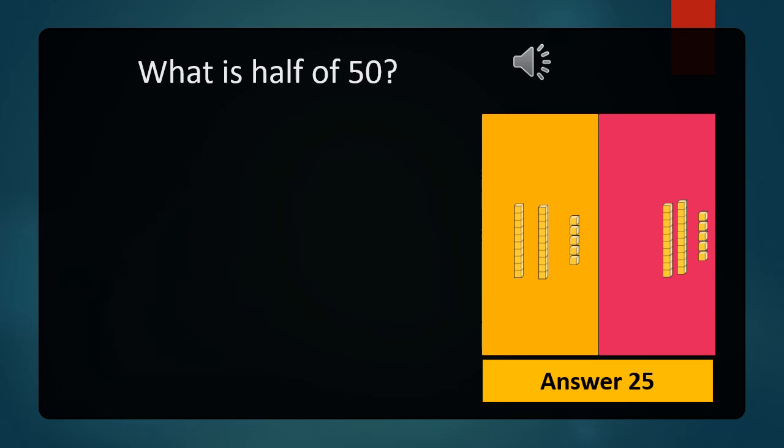On this slide, we have to find the half of 50. Let's separate 50 into two equal groups. Now, when we distribute it into two equal groups, we have 2 tens and 5 ones. That is 20 and 5. In the next group also, we have 20 and 5. So, the half of 50 is 25, or 25 plus 25 is equal to 50.